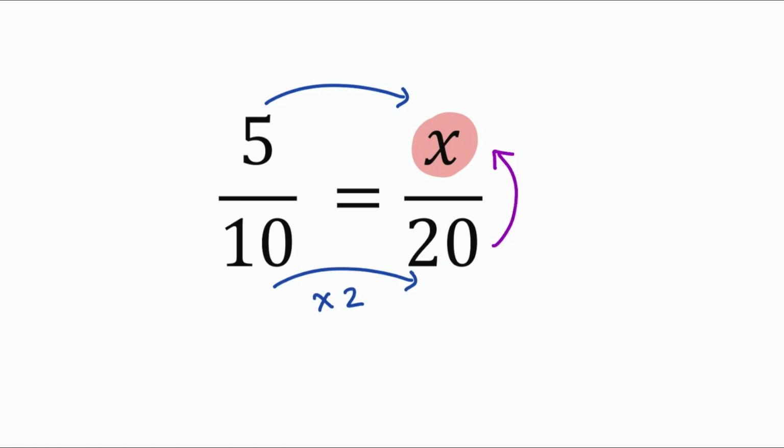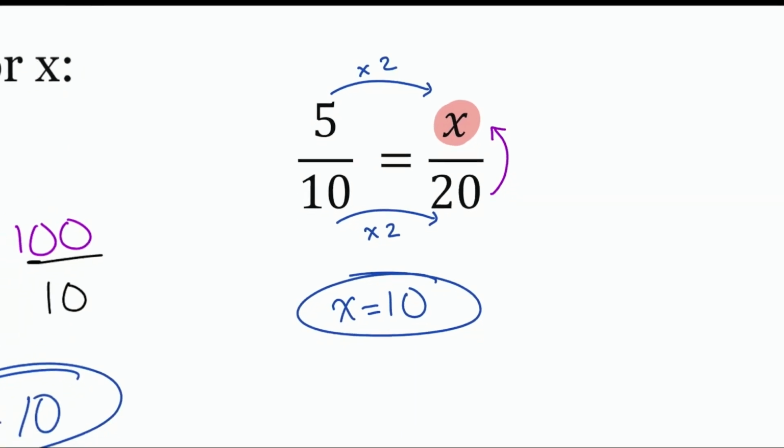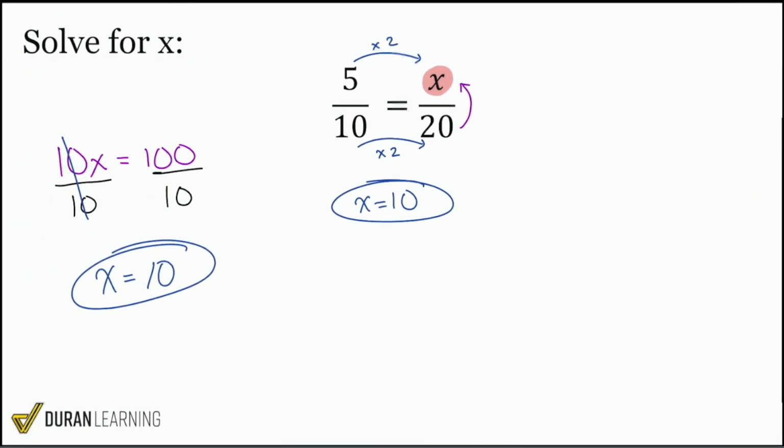And because we know from the bottom, left to right is times 2, on the top, left to right is going to be times 2. Booyah. Everybody, what's 5 times 2? That's 10. Look at that. We get x equals 10 as our answer. Let me zoom out to make sure I got it. Yes, we did.